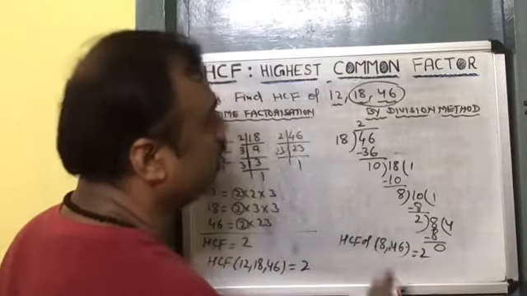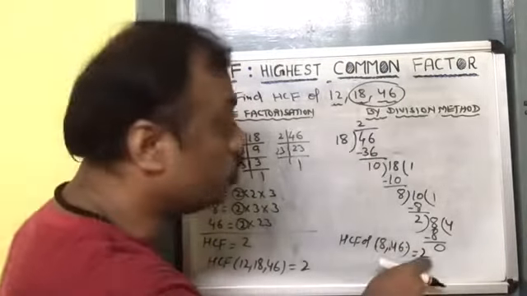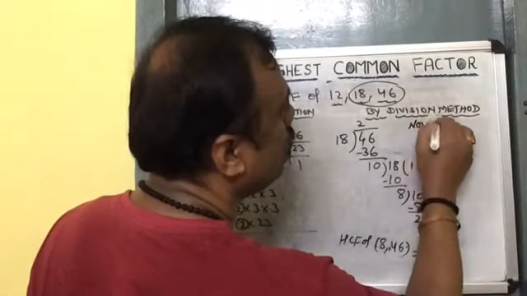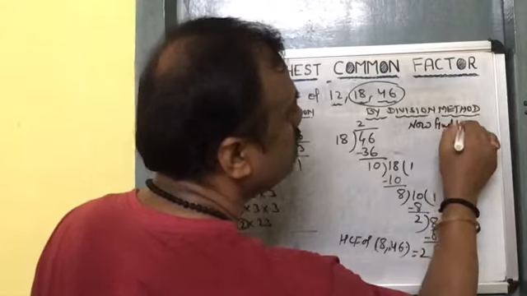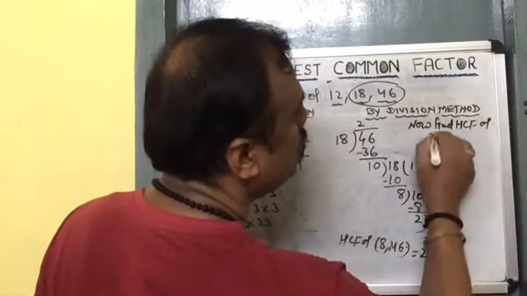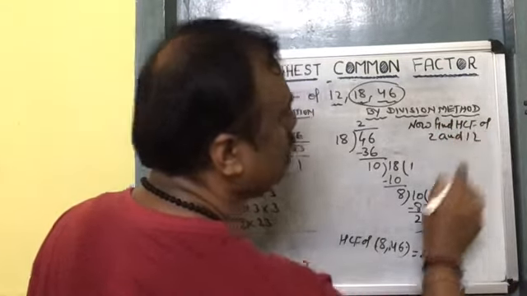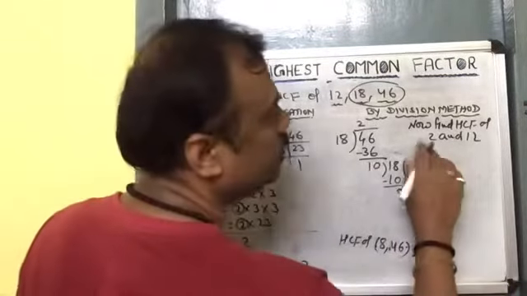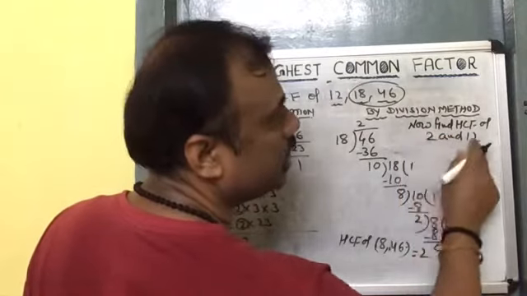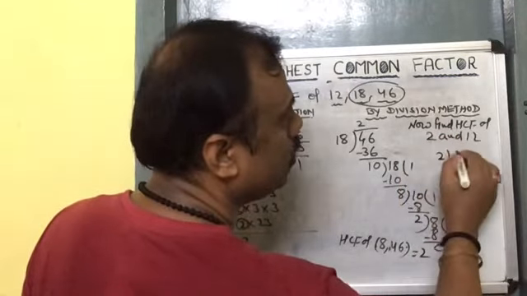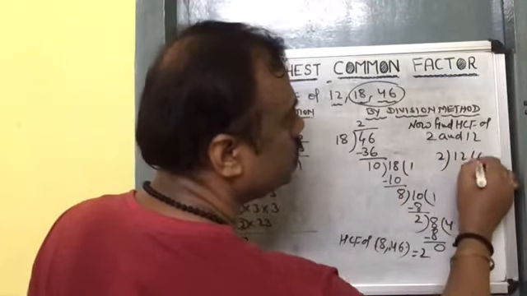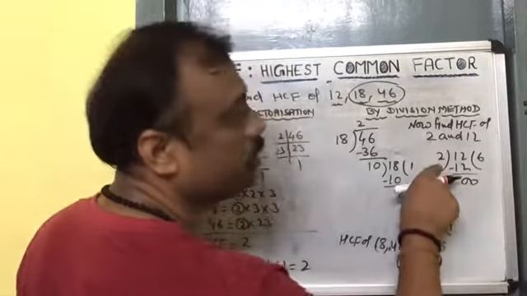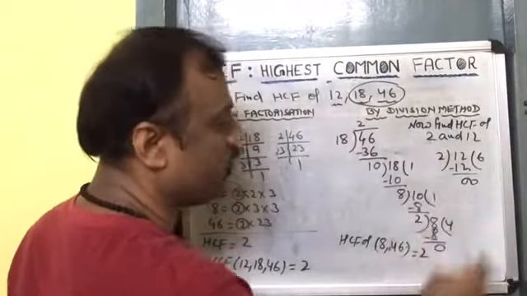Now we will find the HCF of 2 and 12, and the answer will be the HCF of all 3. For that, what to do? We will divide the greater number by the smaller. 12 by 2. So 2 6s are 12. Here the remainder is 0. So what will be the HCF? 2. The final answer.